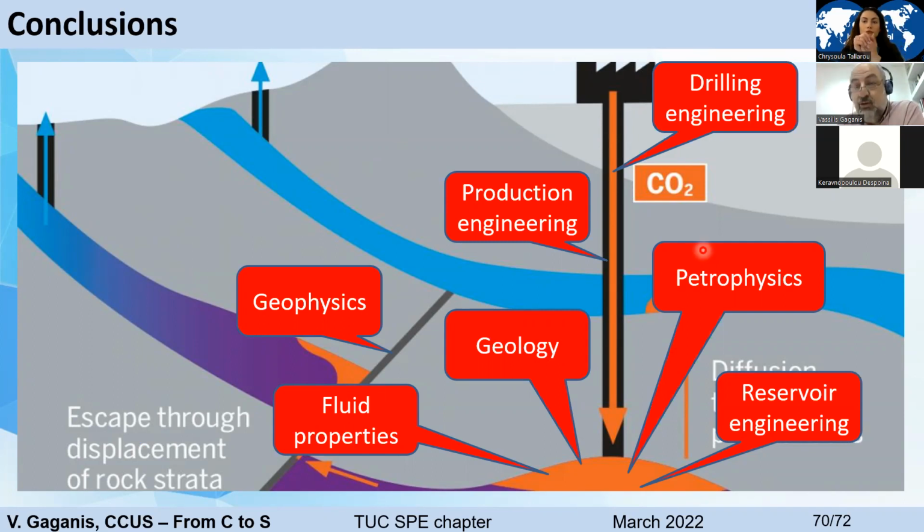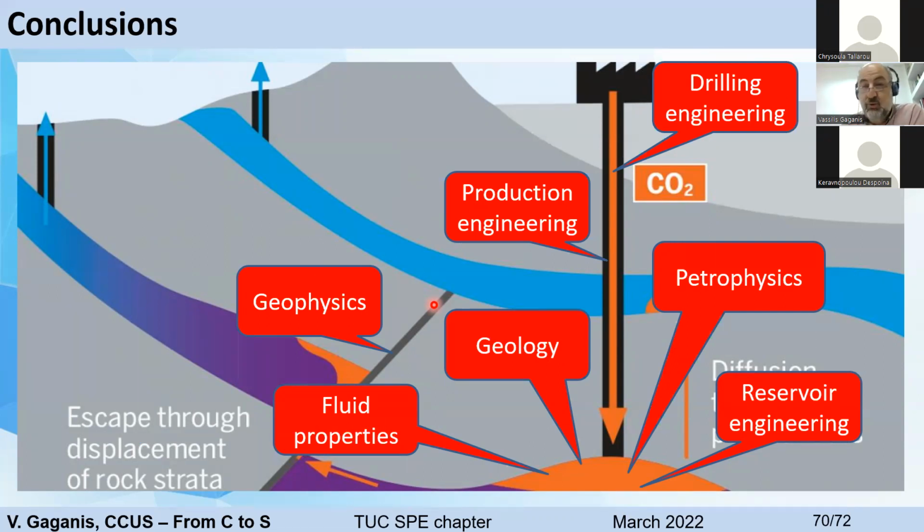Reservoir engineering to be able to monitor the location and the evolution of the plume. Fluid properties like densities, like viscosities. Geophysics to understand the location of faults. Simply speaking, all petroleum engineers can directly switch to CCS. It's going to be quite easy for anybody involved in the business.